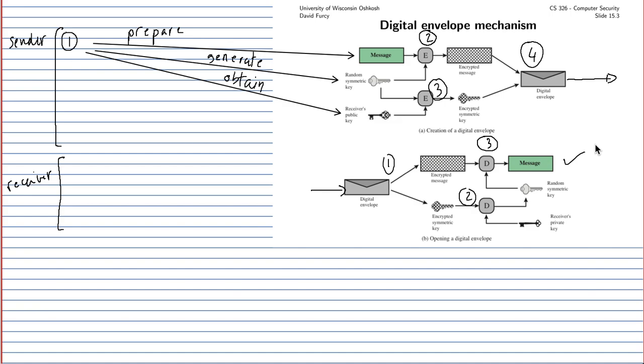I want you to pause the video and think about how this mechanism works. Does it really guarantee confidentiality between the sender and the receiver? And you also want to think about the authentication aspect. Who is authenticated to whom in this mechanism?